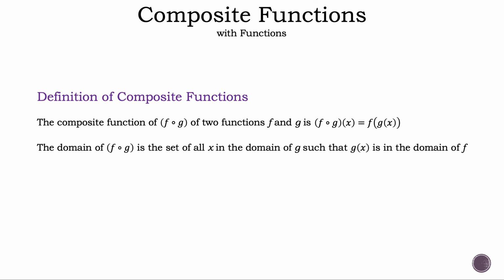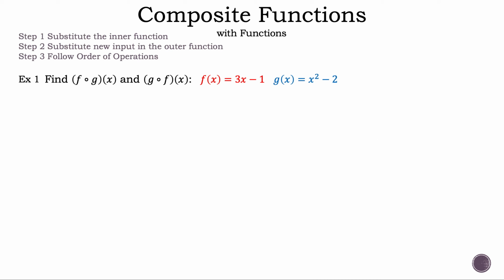Now, let's take a look at the definition of composite functions. The composite function of f of g of two functions f and g is f of g of x is equal to f of g of x. The domain of f of g is a set of all x in the domain of g such that g of x is in the domain of f. Now, let's see what that means with the example we're going to discuss in today's video.